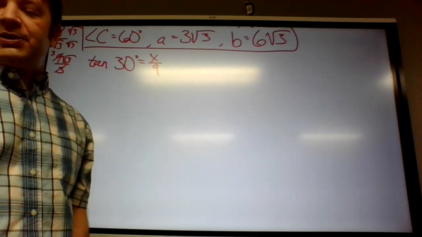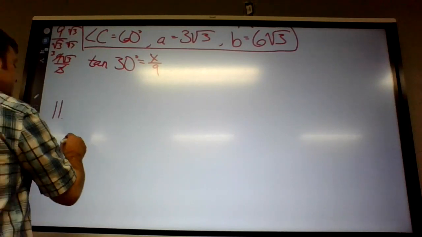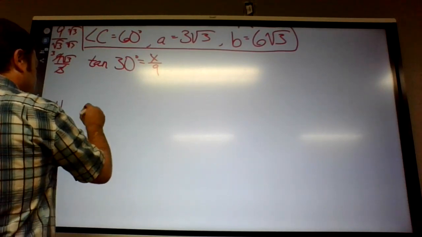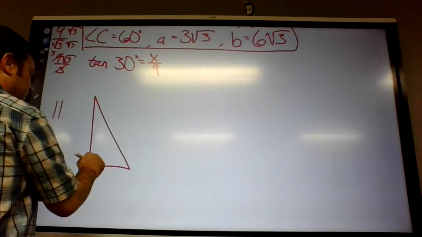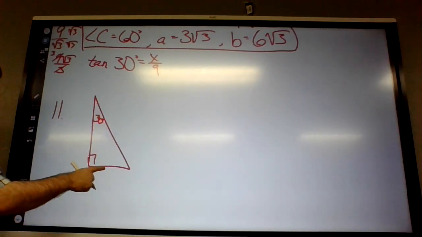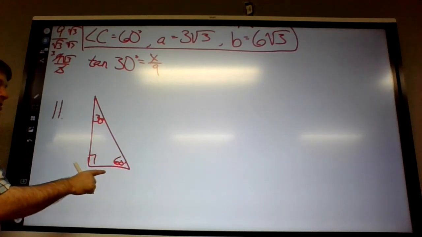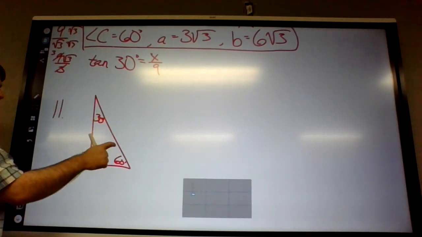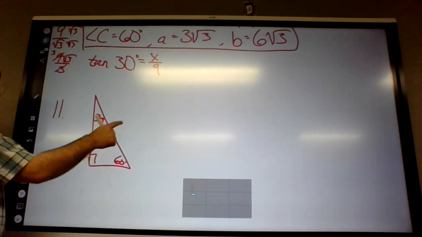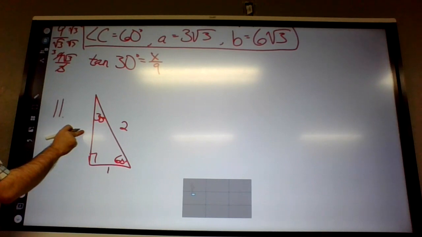Okay, 11, it says don't use a calculator to find this cosine of 30. So, okay, let's look again. What are the ratios of the sides on a 30, 60, 90? So, what's this side and this side? I just wrote it on the board earlier. 1 and a 2. And what's this side? Square root of 3.